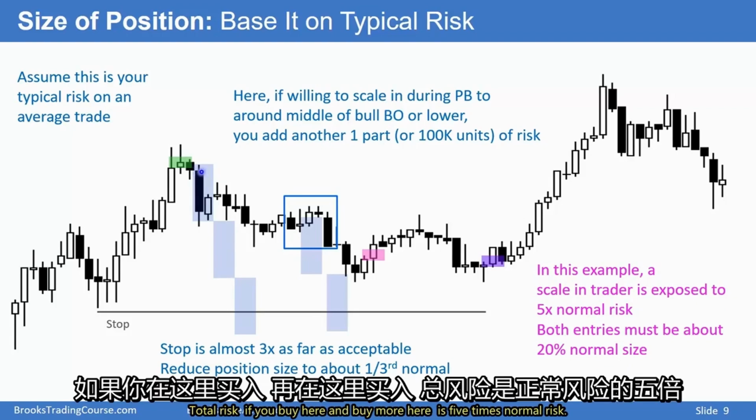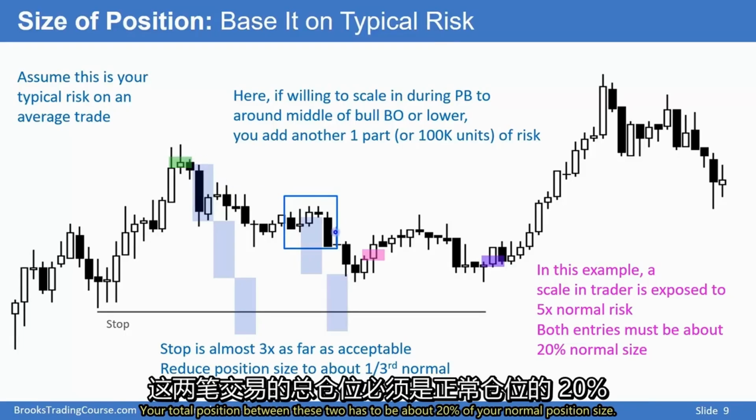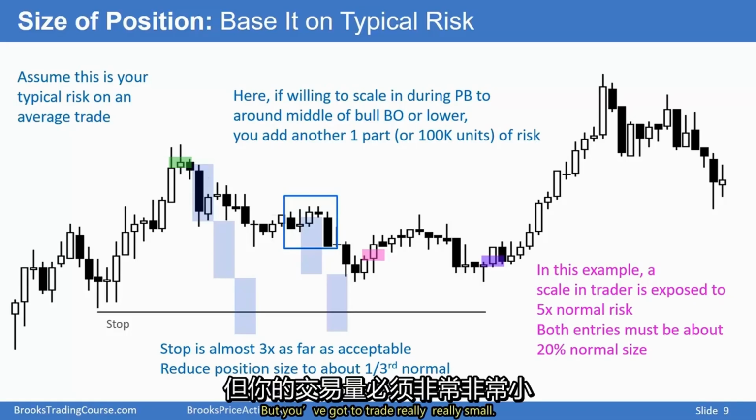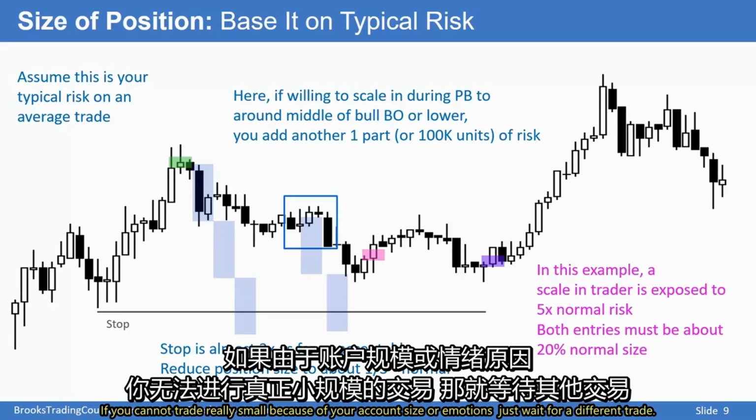Total risk, if you buy here and buy more here, is 5 times normal risk. Your total position between these two has to be about 20% of your normal position size. So maybe 10% here, 10% there, but you've got to trade really, really small. And if you cannot trade really small because of your account size or emotions, just wait for a different trade.